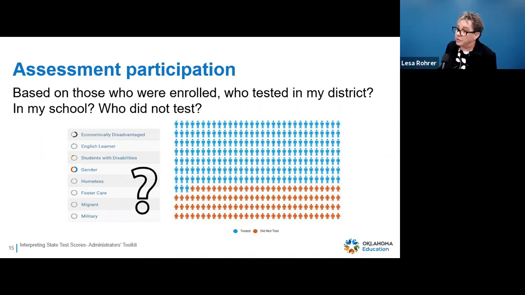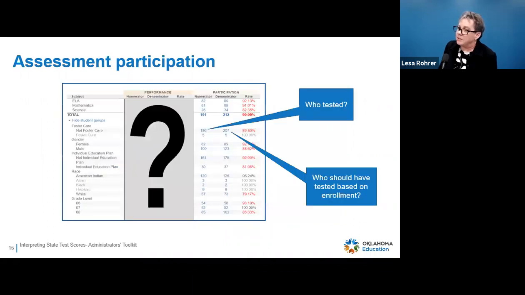Because if I understand who did not test, then I can think about the additional information I might need for that student. To help you with this, we've provided some tools in the accountability reporting application so that you will have this answer. And you'll be able to compare who tested with who should have tested. You'll be able to look at it by grade level and by student group. And notice we've covered performance here because we really need to understand participation before we begin to interpret performance, because those two impact one another.